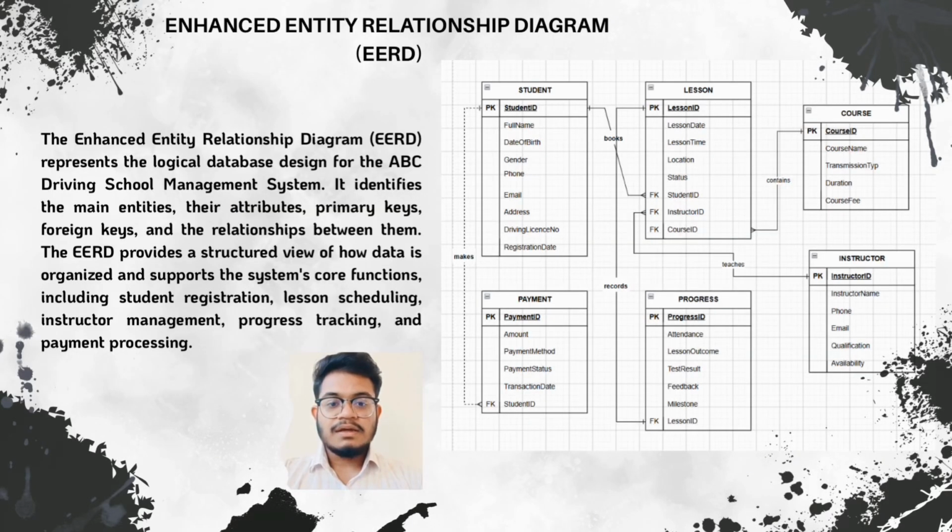Myself, I'm Dimash Picture Karabir. My matrix number is B0325108229. So in our group project, my first section is the EERD, the Enhanced Entity Relationship Diagram.